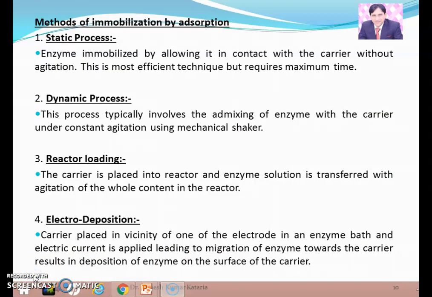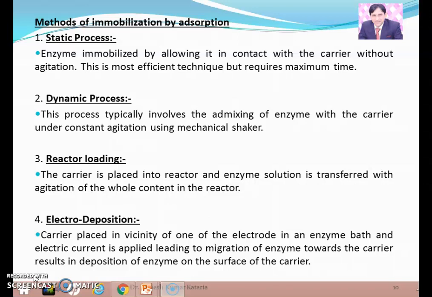Methods of immobilization by adsorption. There are four major techniques. Number one, static process. Static, as the name suggests, the enzyme is simply kept in intimate contact with the carrier in a certain solution. Leave it for a certain period of time and the enzyme will get immobilized on the surface. Dynamic process involves intermittent stirring of the mixture of enzyme and carrier.